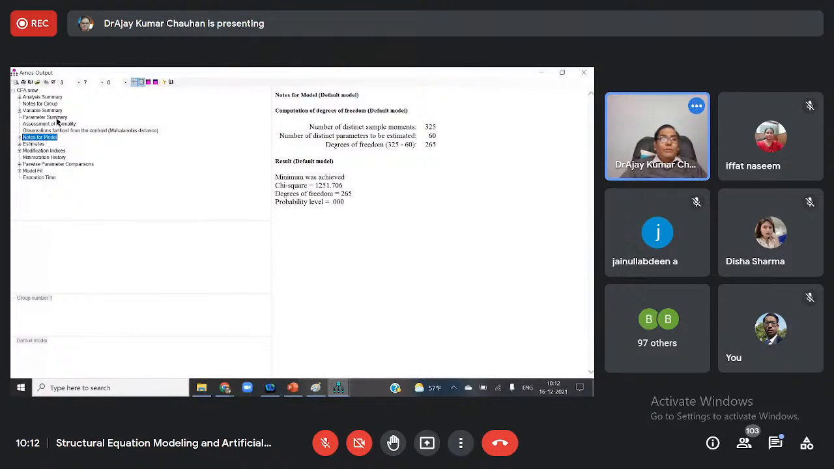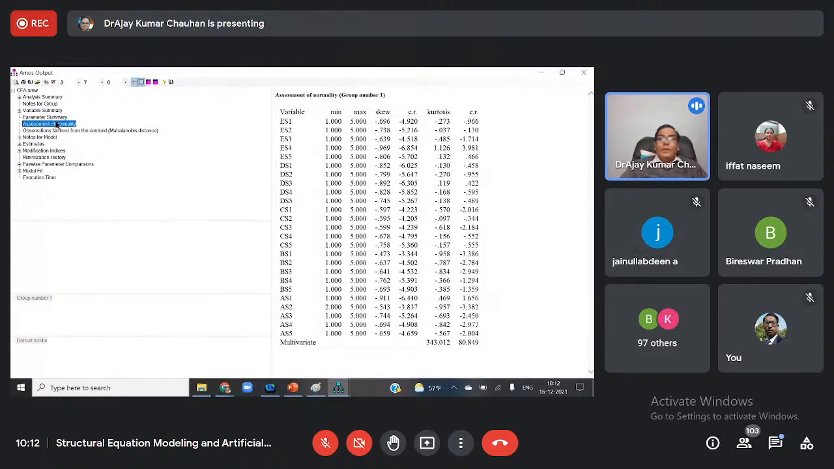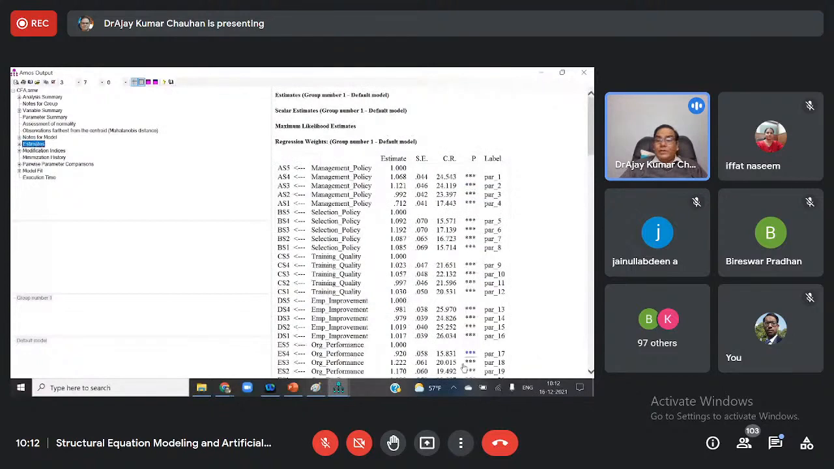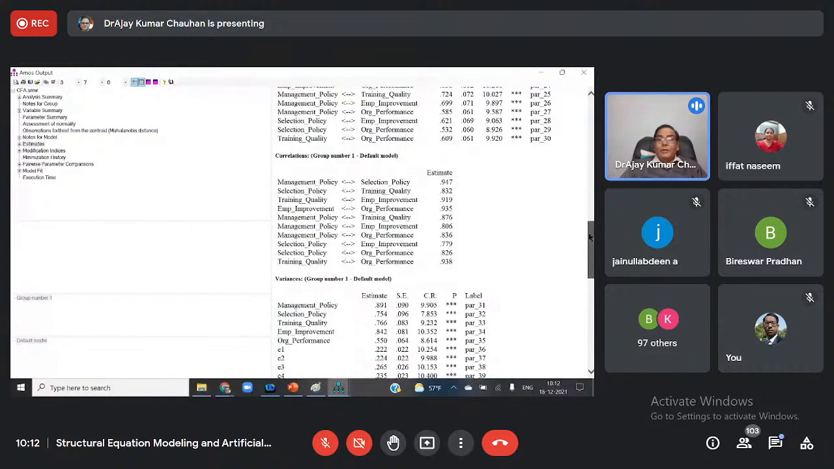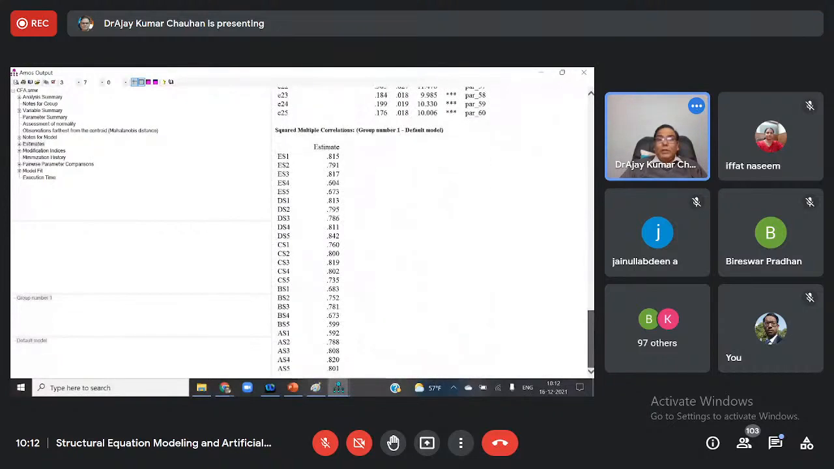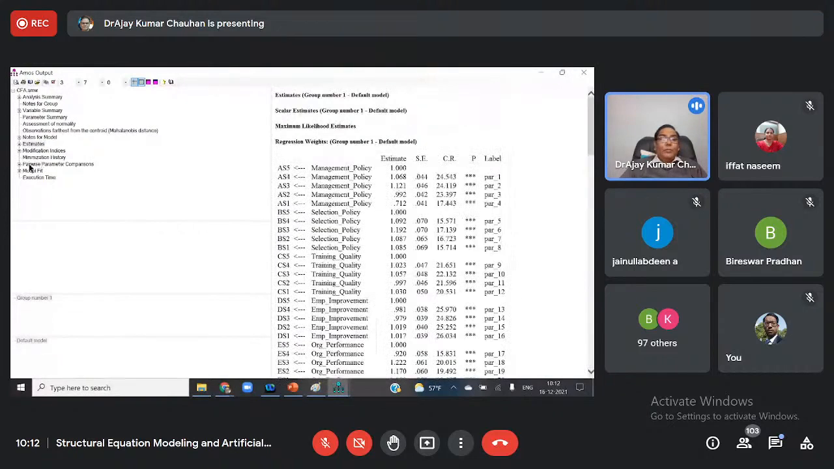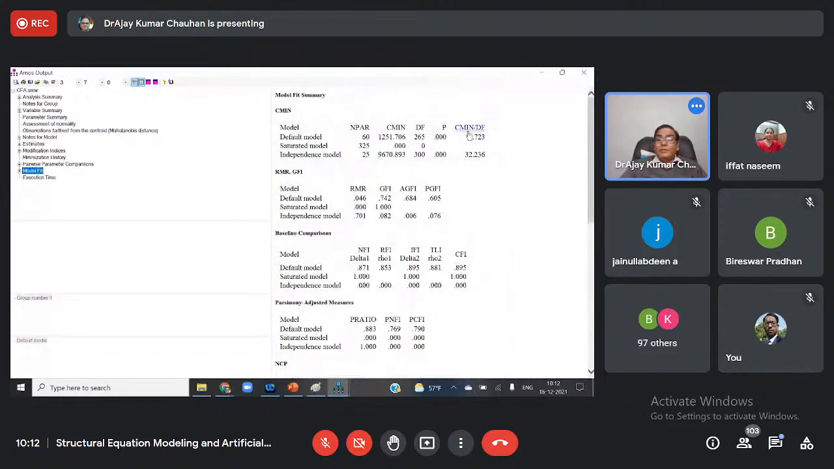So what you have to see, number one, normality, that all the skewness and kurtosis should be less than 1. Here we are having a problem. Then estimates, all these are significant. The construct loadings are more than 0.7 in all the cases. That is good. And okay, after that, the model fitness, we have to check this. So let me explain each and everything.